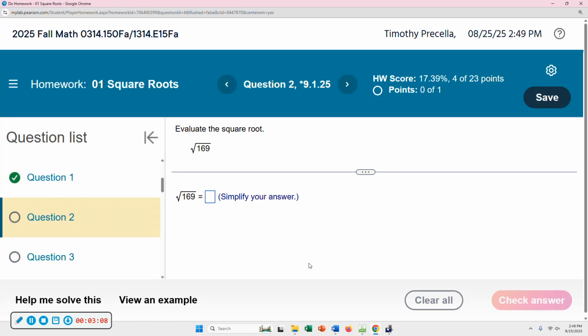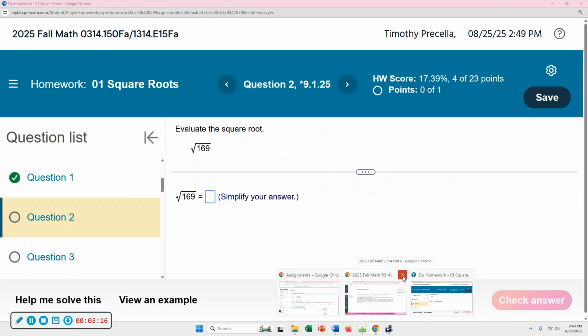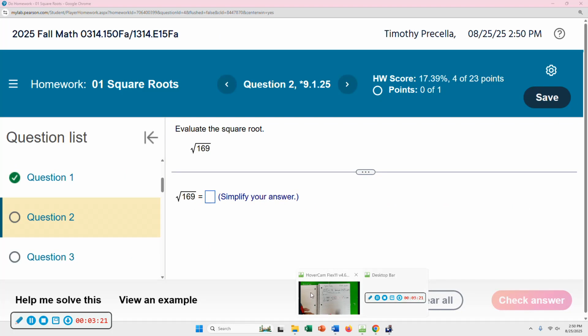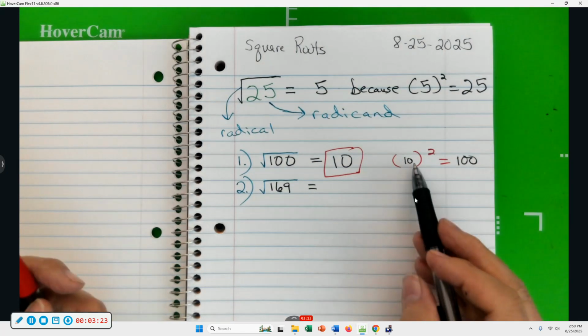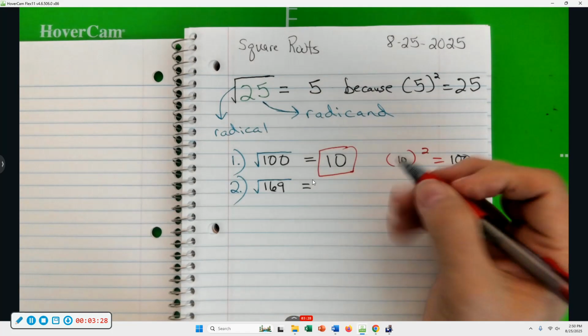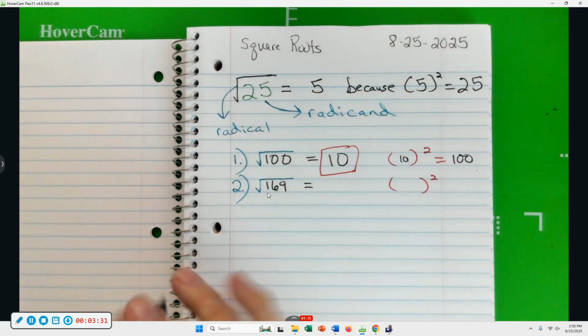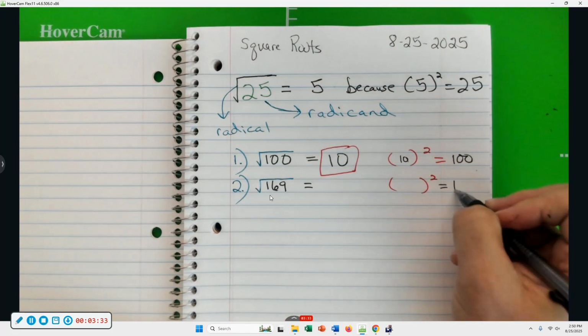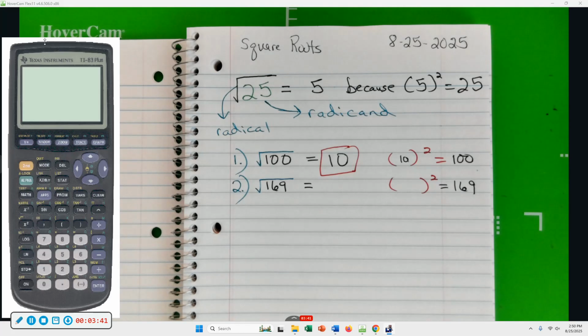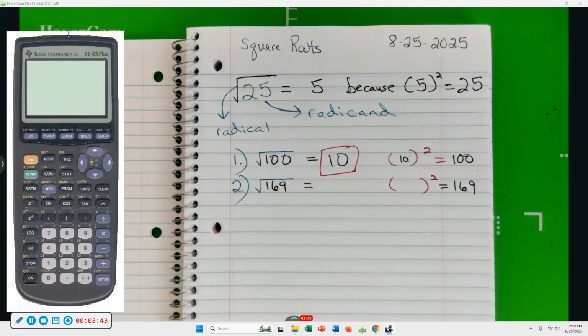Okay, number 2, it's another square root problem. Here it's the square root of 169. By the way, here we said that was 10 because 10 squared is 100. You're asking yourself, what number can we square to give ourselves 169? 13? Check that on your calculator. What's 13 times 13? Is that 169?